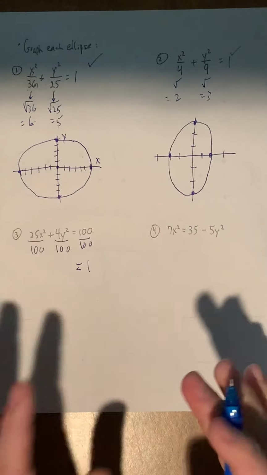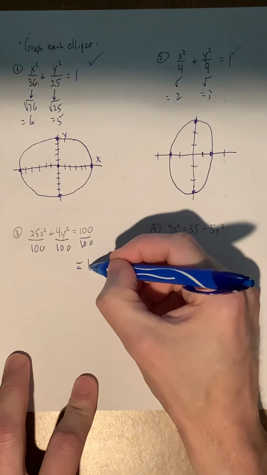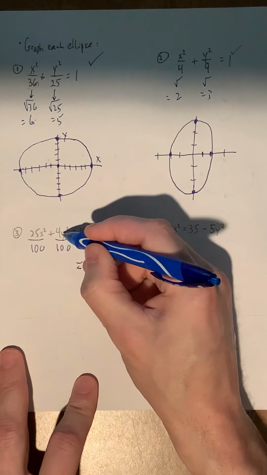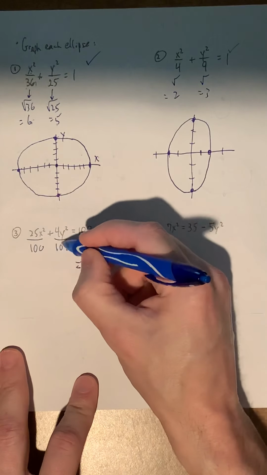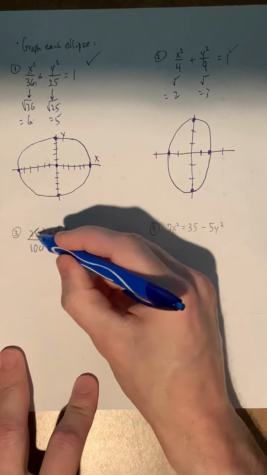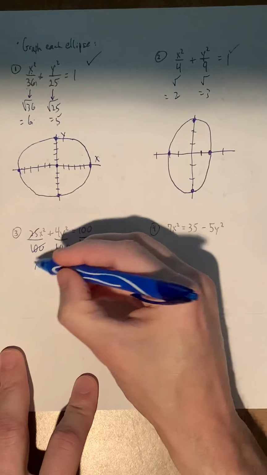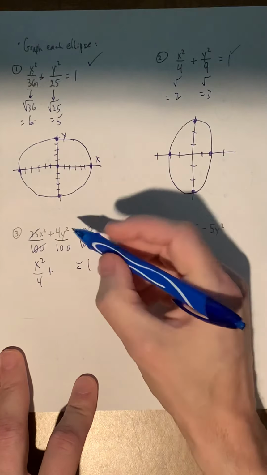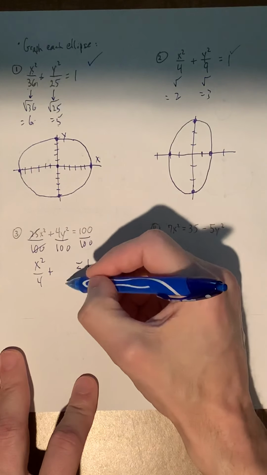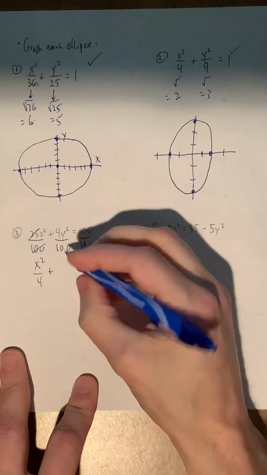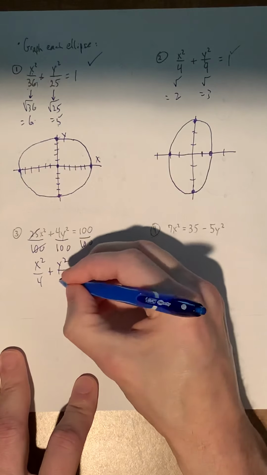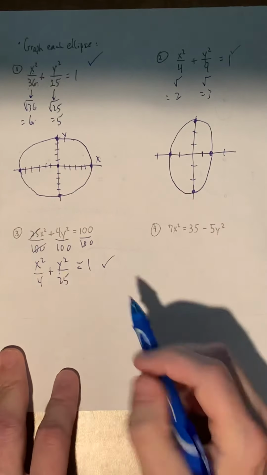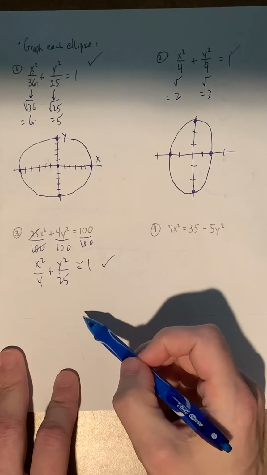Now you're going to simplify. 100 over 100 is 1. Keep your x squared, y squared up top, but you can easily reduce these nice. 25 over 100 is a fourth. You don't have to write the 1, so x squared over 4. And 4 over 100 is 1/25. You don't have to write the 1, so it's y squared over 25. Now we've got the equation we want.